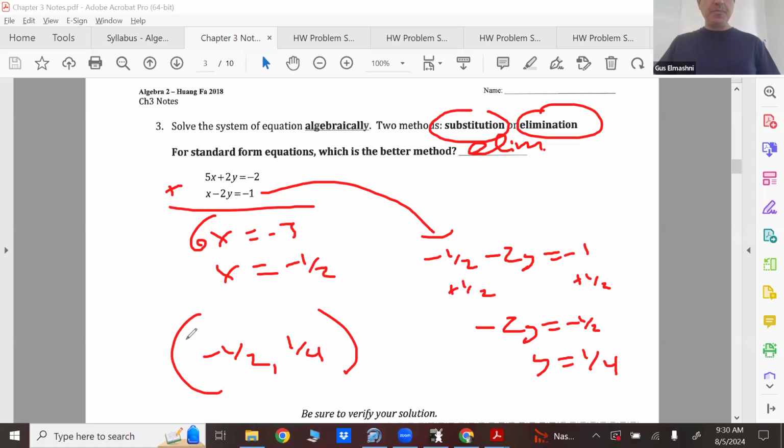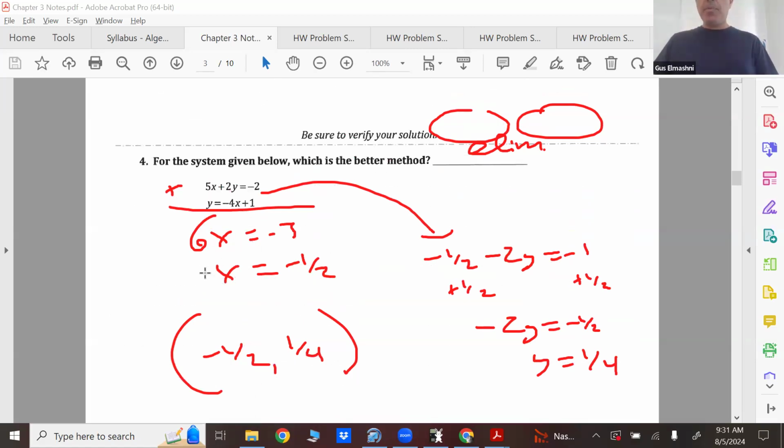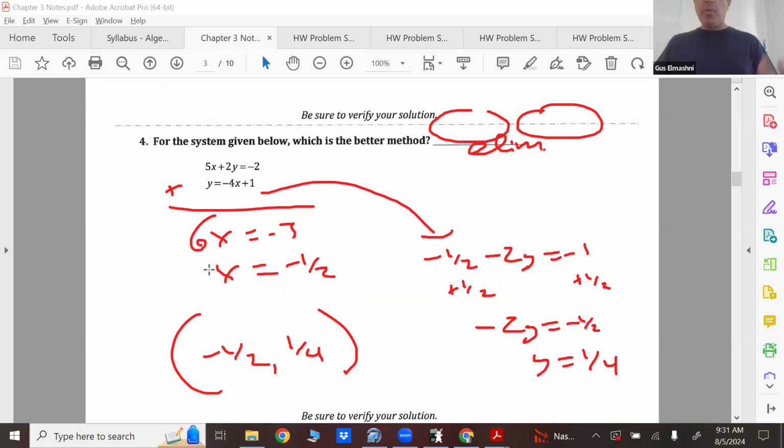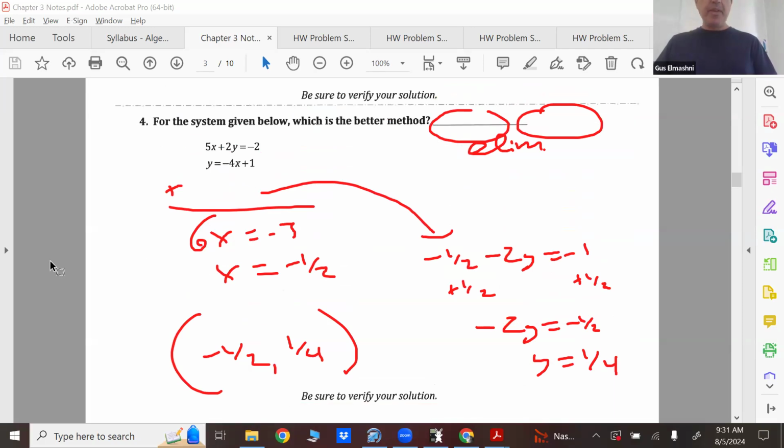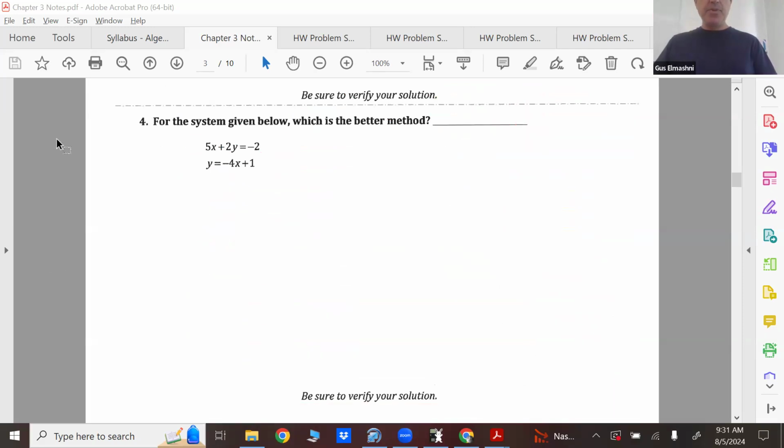Does that make sense? And if the opportunity presents itself where the variables cancel out very nicely by adding or even subtracting them, if it was like 5x plus 2y and x plus 2y, so the 2y's cancel by subtraction, you do that too. Or you can multiply one of the equations by -1 and add the equations, whatever you want to do. Now for this one, substitution would be the way to go.